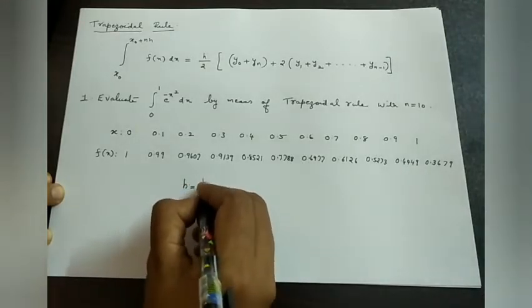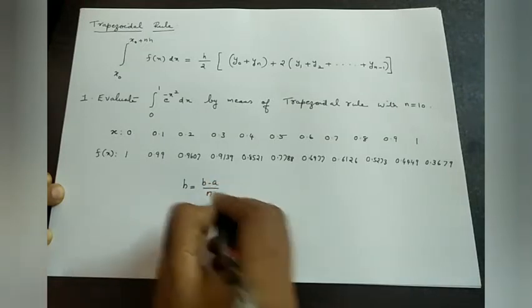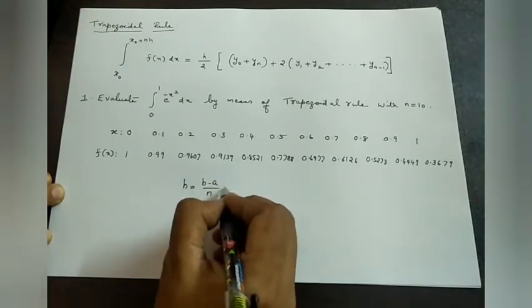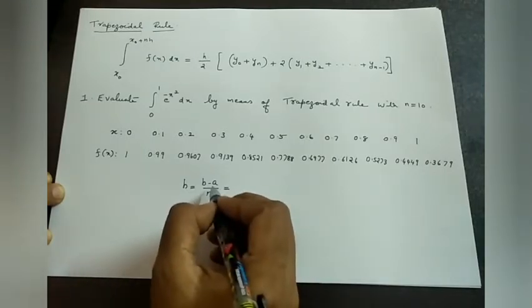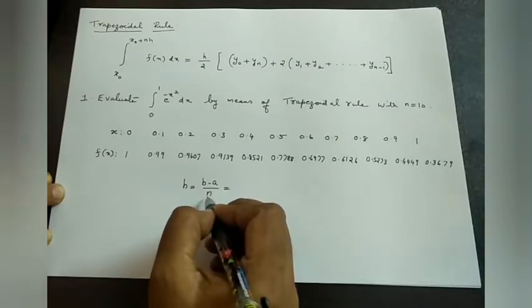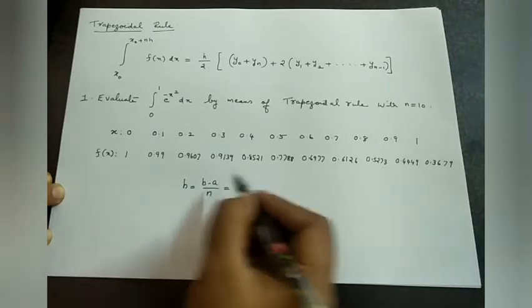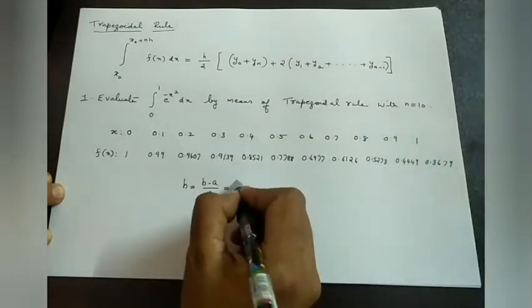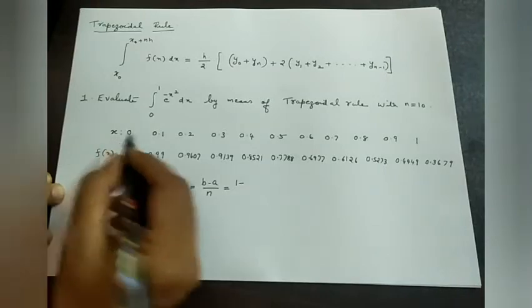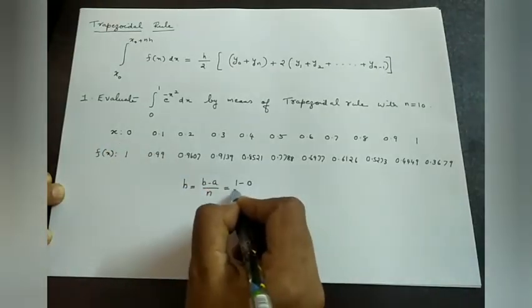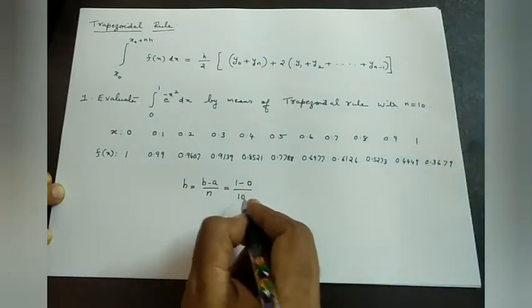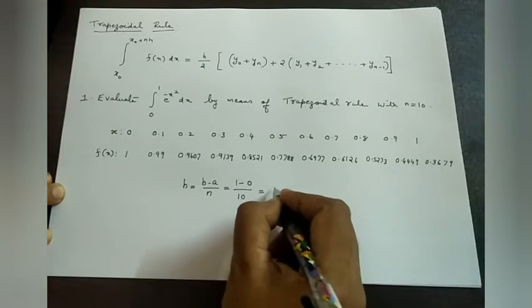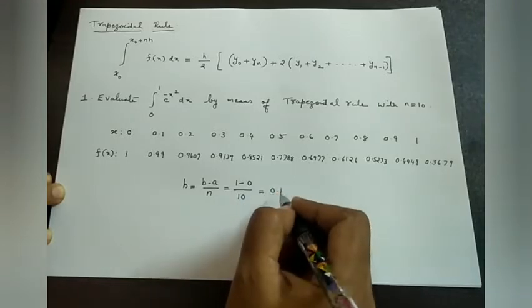Here, first of all, we want to find out h. The formula is b minus a by n. B is the last value of x and a is the first value of x, divided by n, the number of intervals. Here the last value is 1 and the first value of x is 0, divided by n, which is already given as 10. Therefore we have 1 by 10, which is equal to 0.1.